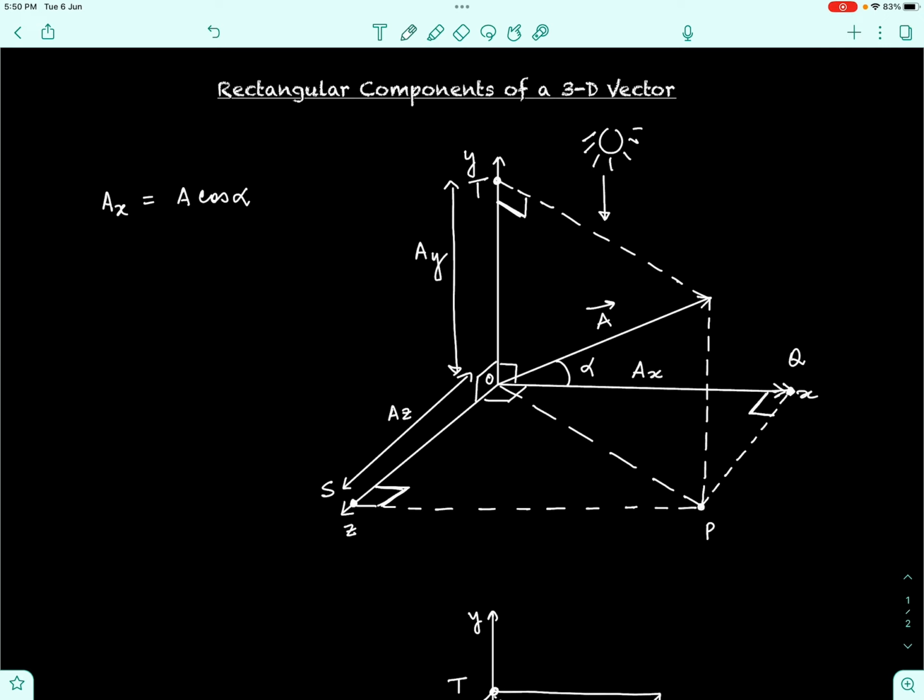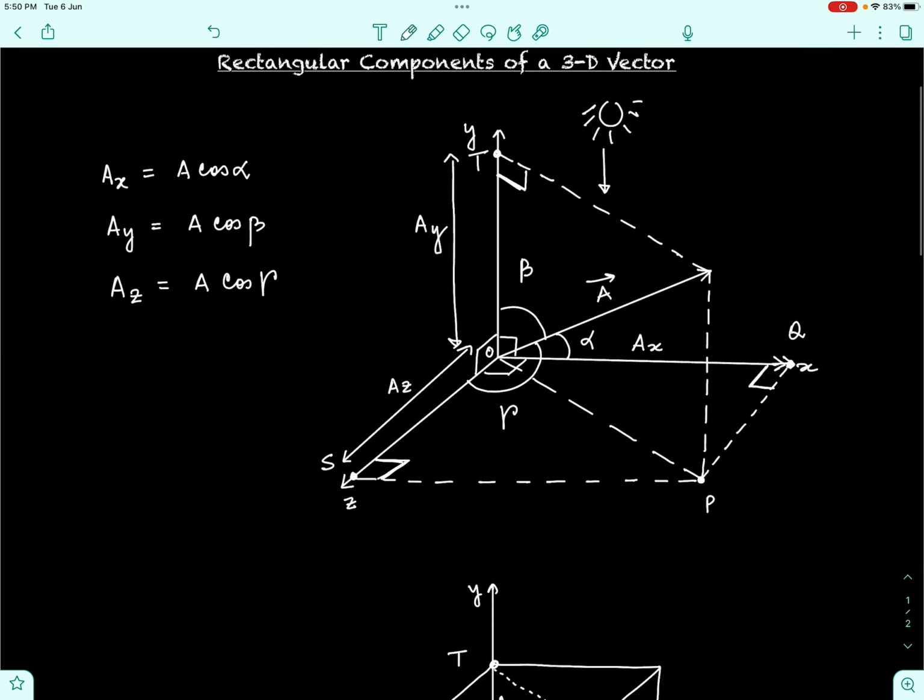Ax will be equal to A cos alpha. If the angle beta is the angle that the y axis makes with the vector A, then we can prove that Ay will be equal to A cos beta. And if the angle that the vector A makes with the z axis is gamma, then Az, the z component of the vector A, can be written as A cos gamma.